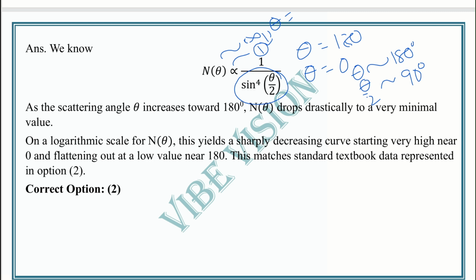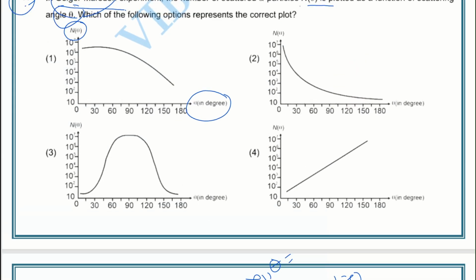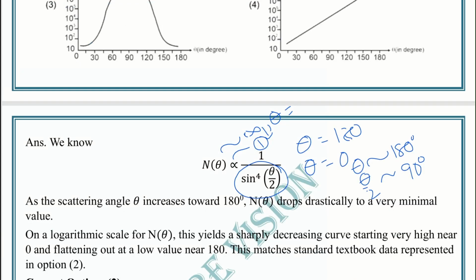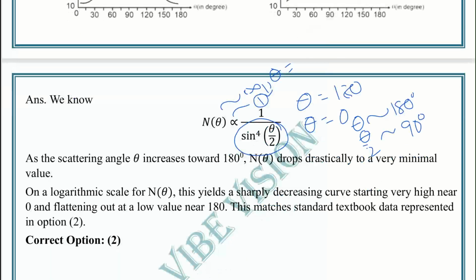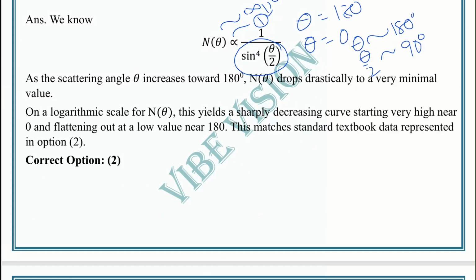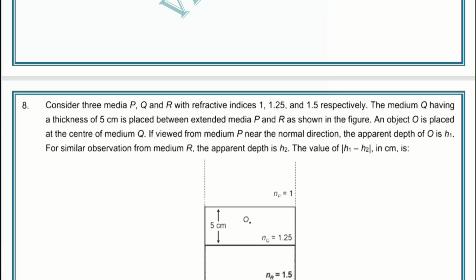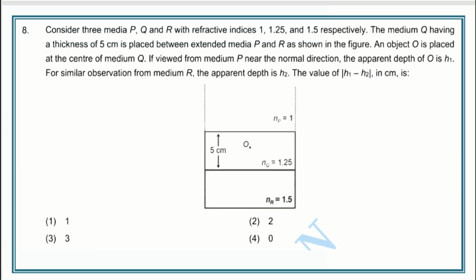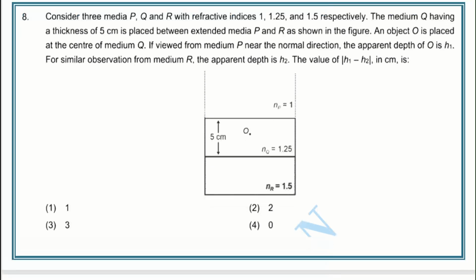That means from the above graphs we can say the graph number 2 is the one starting from a very high point and drastically dropping to 1, not 0, that is 1. The detailed explanation is also written here. Okay, proceeding to the next question, question number 8.